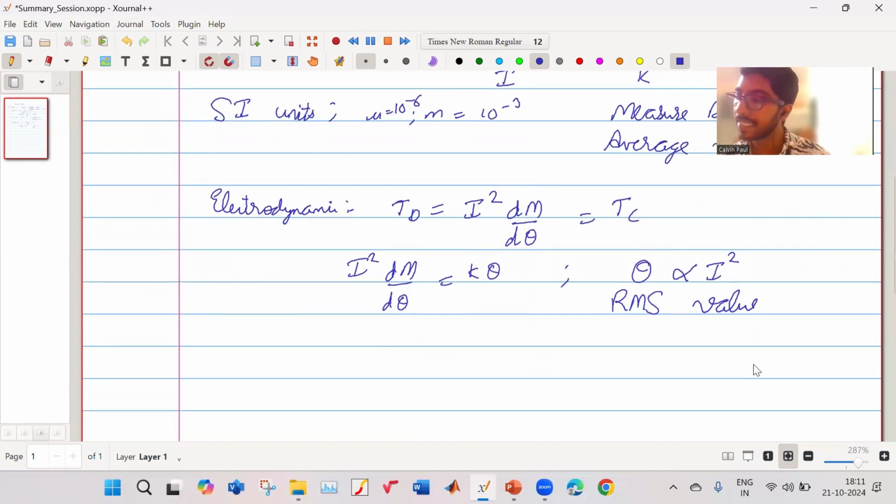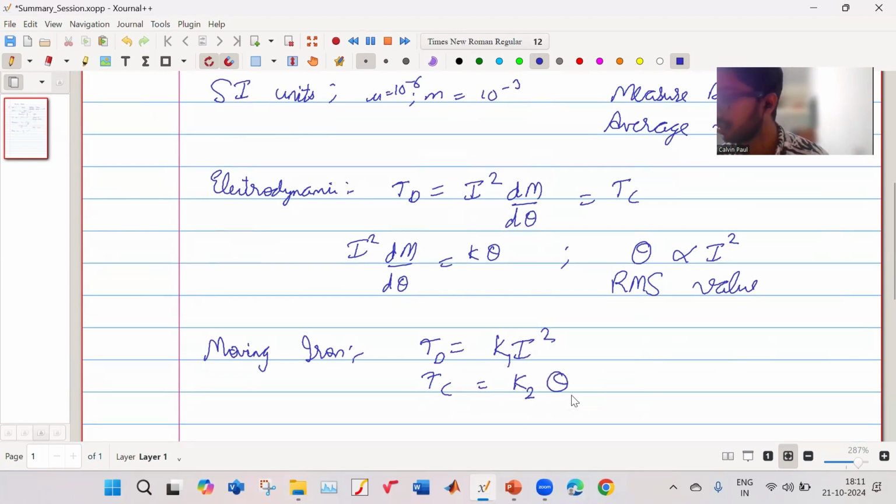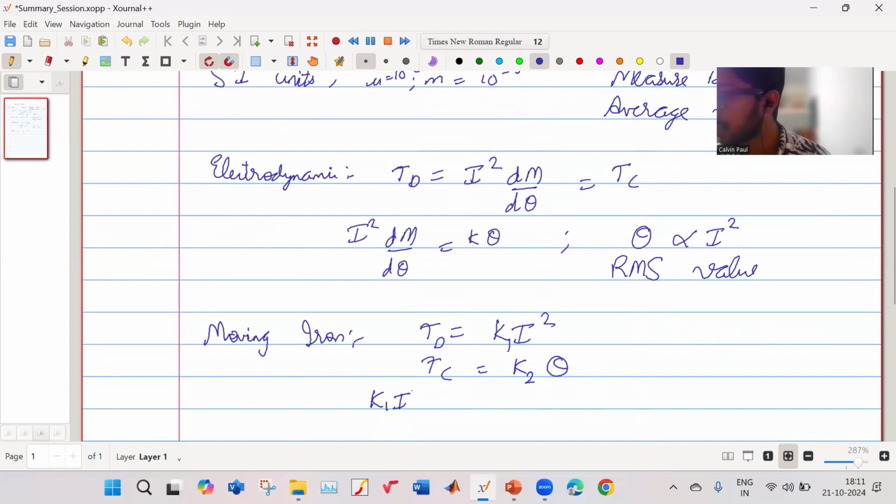Next is the moving iron instrument, MI, in which your torque is some K1 into I square, which is the deflecting torque. The controlling torque is K2 into theta, let us assume. So K1 into I square should be equal to K2 into theta. Here again, you will get the RMS value.